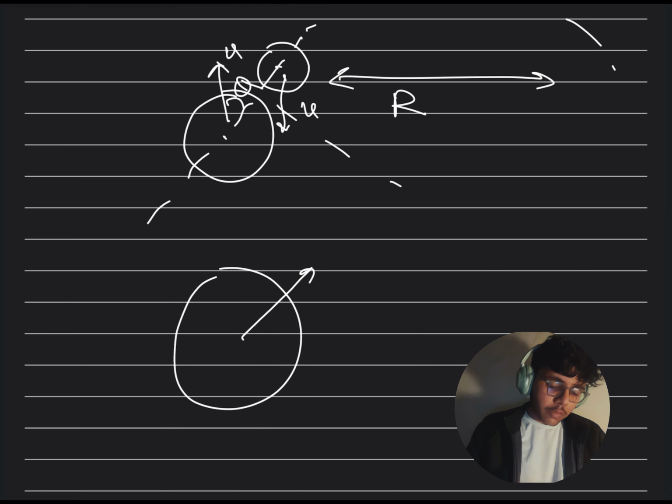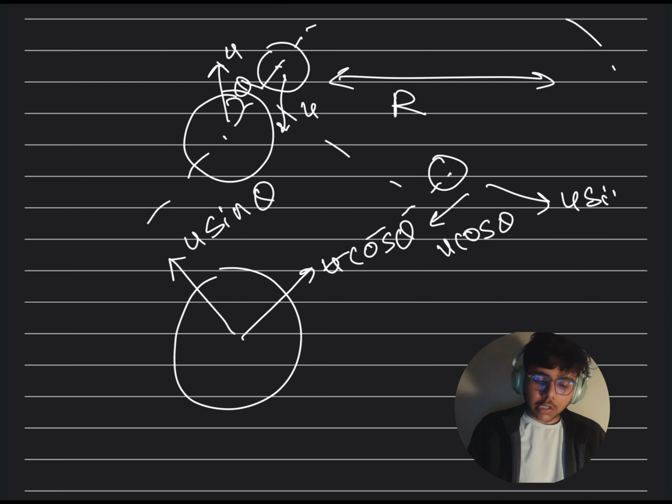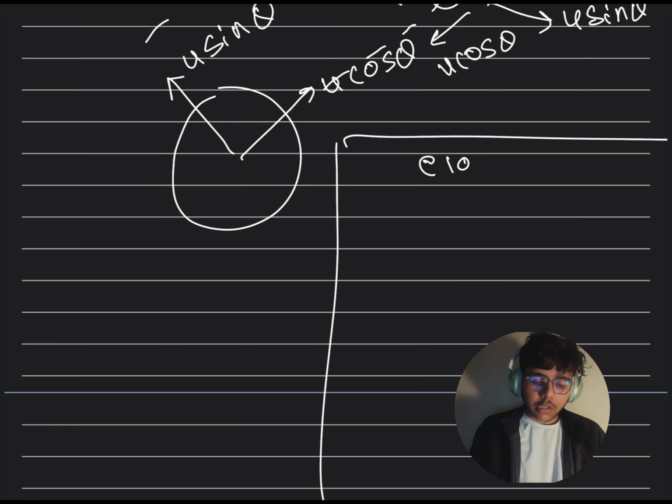So this is moving with u cos theta here and u sin theta here, and the smaller one is also moving with u cos theta here and u sin theta here. We are going to use a concept of elastic collision.